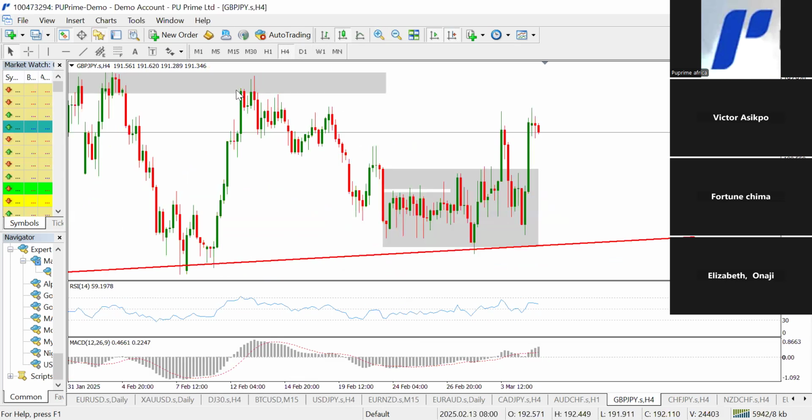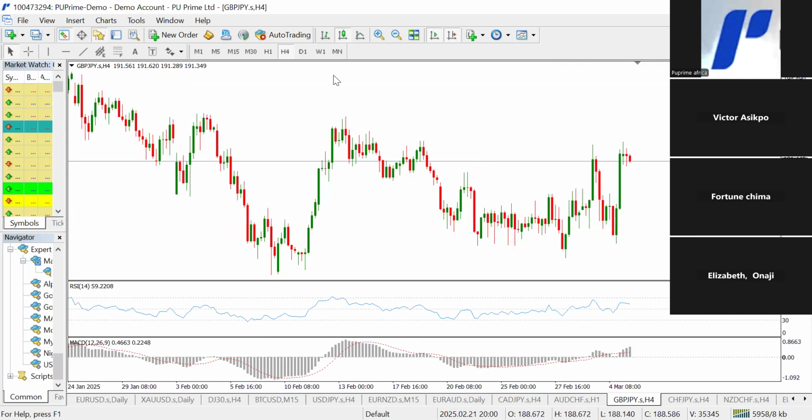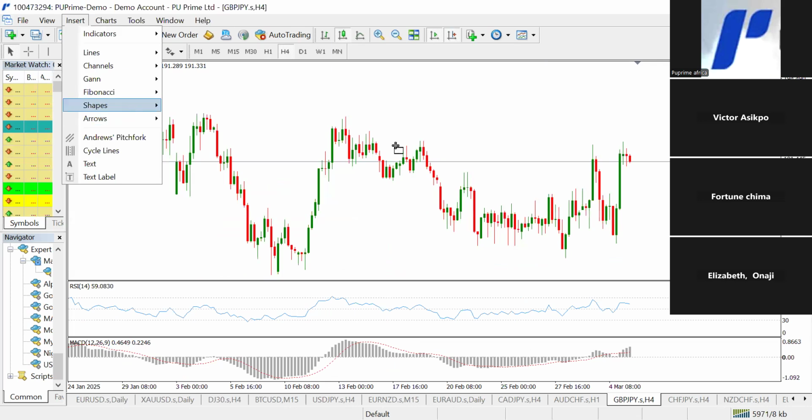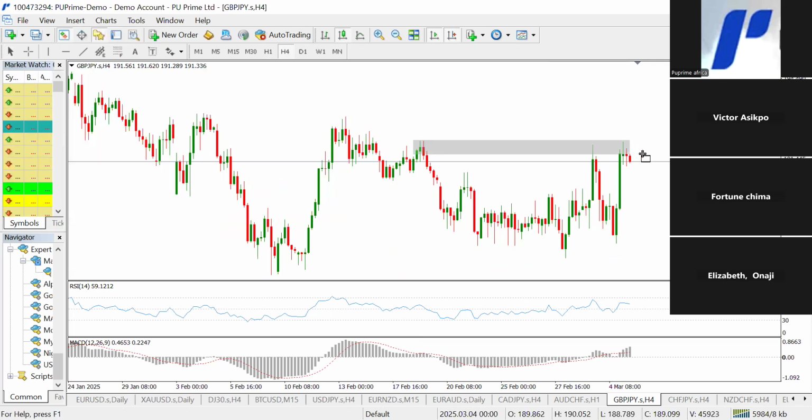But then we will not neglect the fact, let me clean this off, that for a pair like the GBP there is a possibility of a retracement today. Why is there the possibility of a retracement? Because on the 4-hour time frame right here, I can see that price hit a resistance zone. Price hit a resistance zone, and you can see it's trying to kind of retrace.